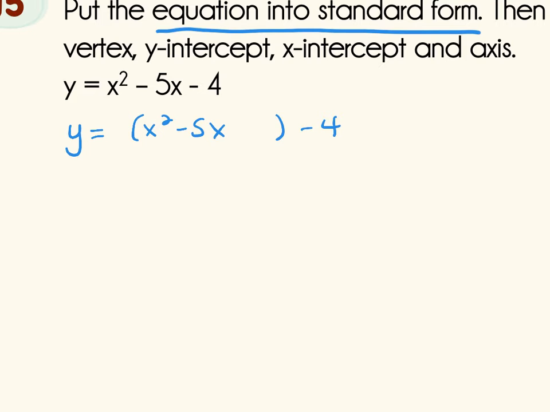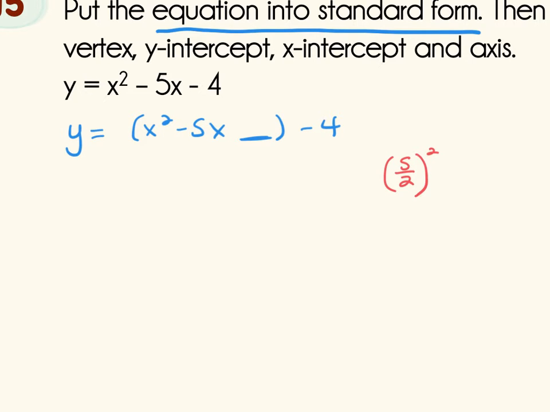Step 2, I have to check to make sure nothing's in front of the x squared that I have to take out. It's not. Now I take that b, and I'm going to ignore the sign because I square it, which makes it positive all the time. I'm going to divide it by 2 and square it.